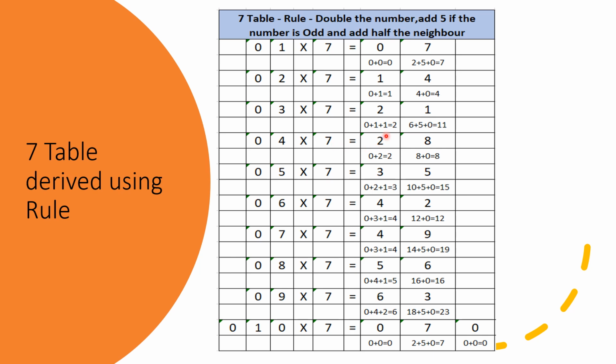Similarly, you can see this carry forward is happening from here. For every odd number, you can see the carry forward is happening here, and accordingly the number is getting added. The carry forward is getting added to this leftmost digit. So this is how you can derive the complete table using this rule.